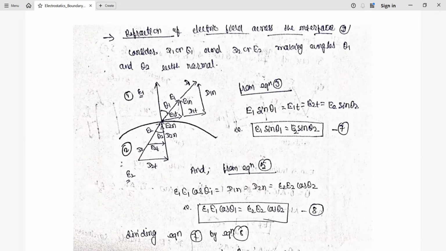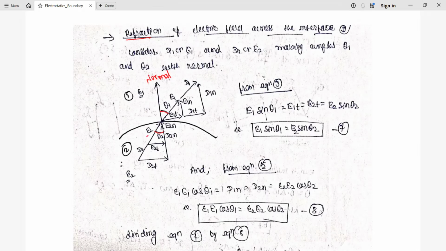So now, in the case of refraction, the wave is going to travel from one medium to another medium. Later we will have the transmission coefficient, reflection coefficient, all these things, but this is about refraction. Here we are considering that E1 makes an angle theta 1 with the normal in medium 1, and E2 makes the angle theta 2 with the normal in medium 2. So this is the normal at the interface.